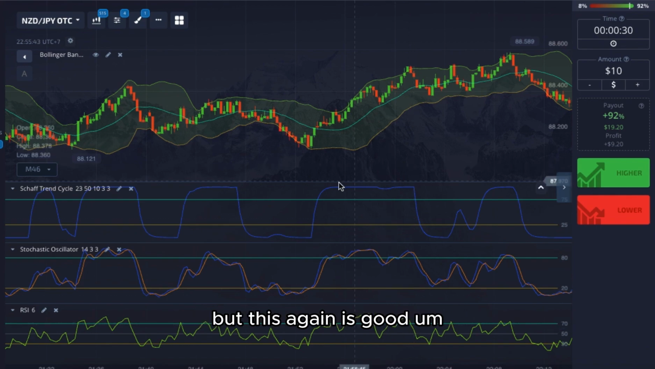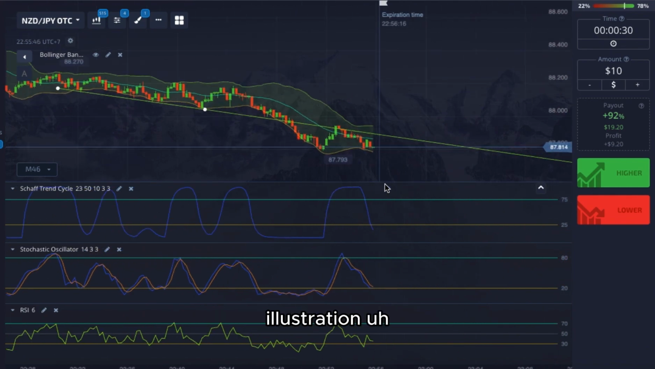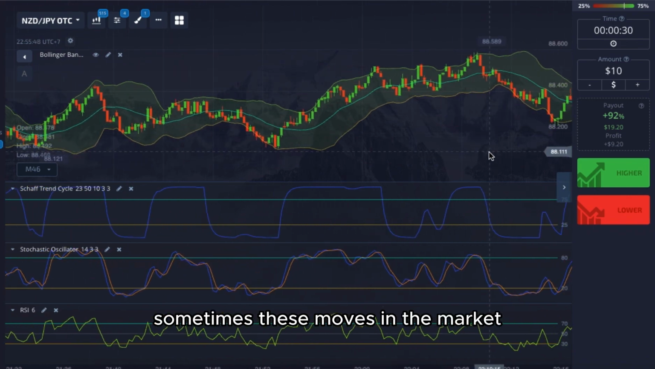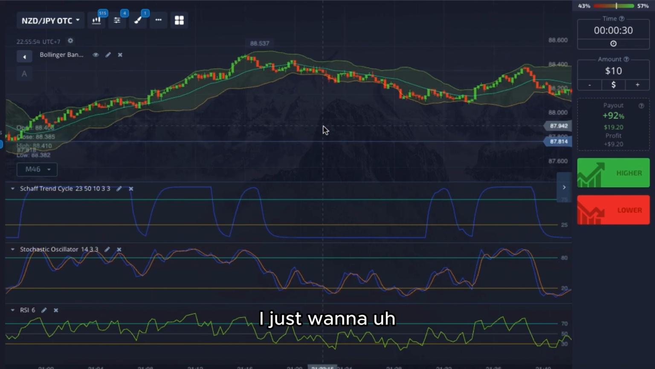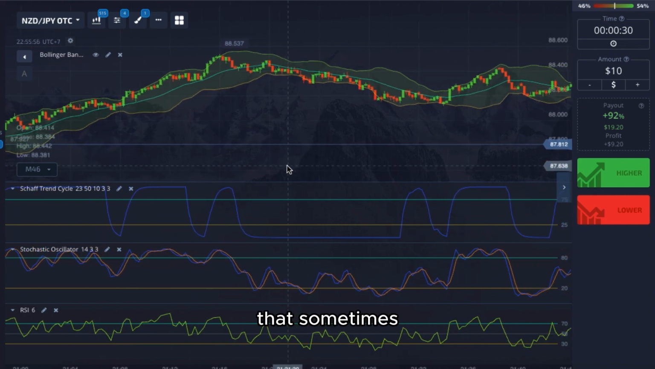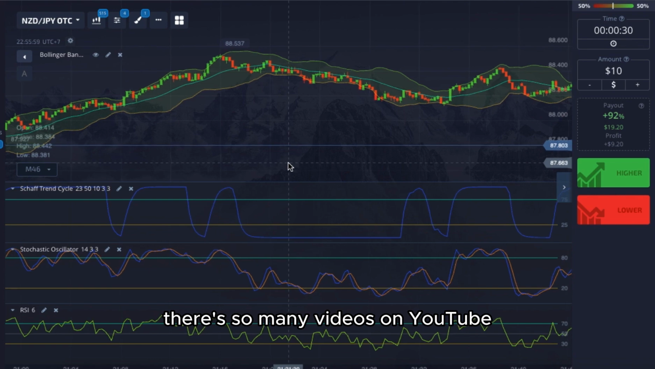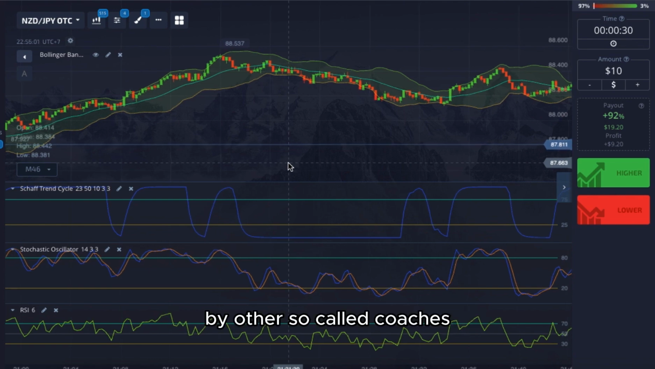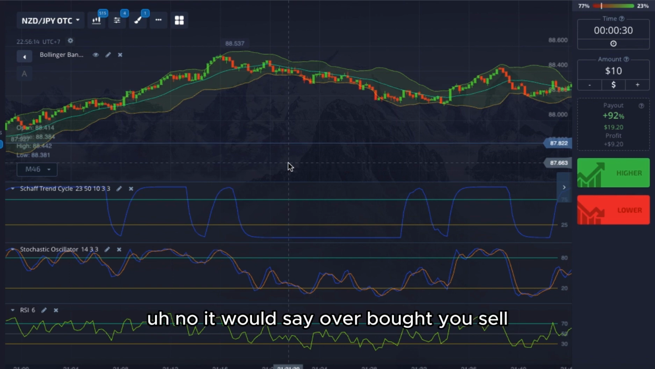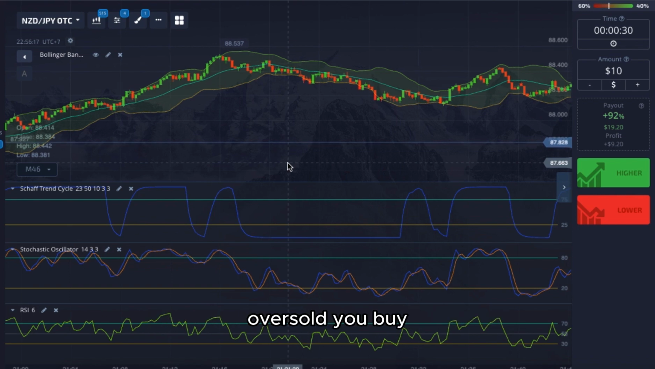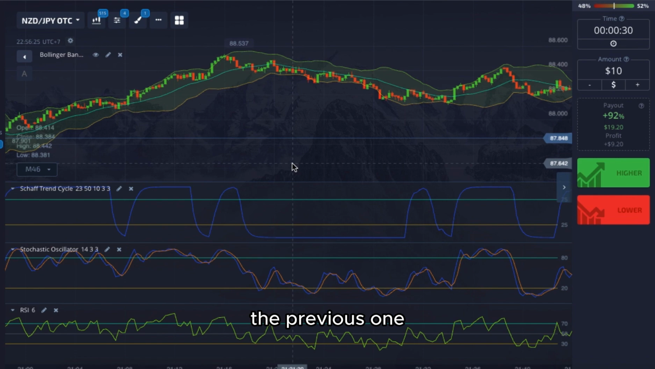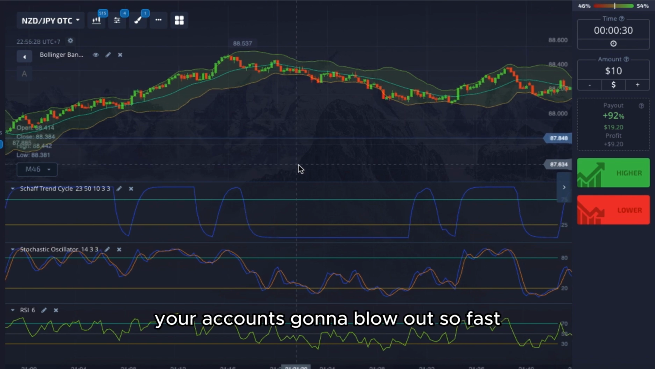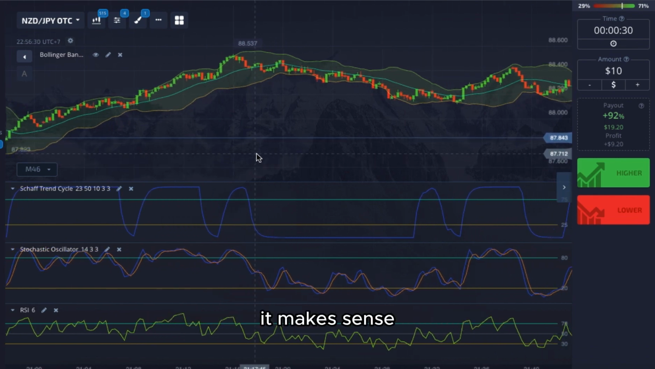and finally you can win again over here. But this again is a good illustration that sometimes these moves in the market can be long drawn. I just want to point out to you guys that there are so many videos on YouTube by other so-called coaches, and they like to say overbought you sell, oversold you buy. But is it always the case? And they'll say, oh, then martingale 3 times, martingale 3 times the previous one. Your account is going to blow out so fast. But once you put an indicator like this, it makes sense.